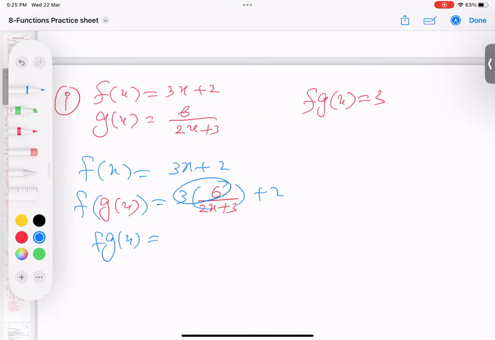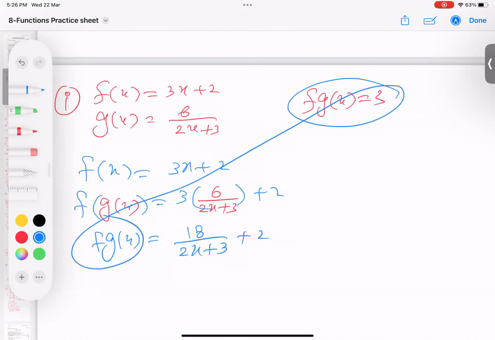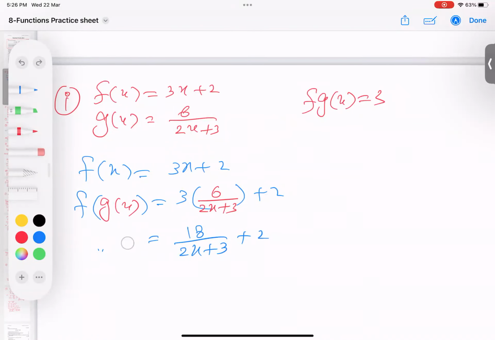So 3 times 6 is 18. Some students think it multiplies up and down as well. No, wrong. It has nothing underneath, so 1. So it will multiply up only. So I got 18 over 2x plus 3. And I replace this 3 and put it here. So I'm erasing this whole thing and keeping 3 here.